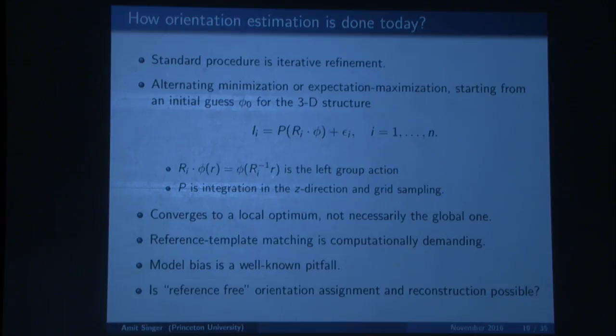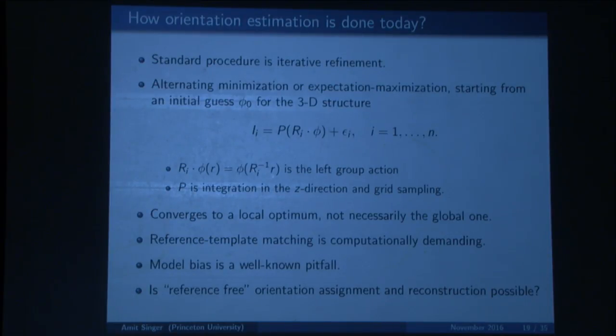Given phi naught, you can now project it in many different directions and get 2D projection images of phi naught. And now you take the noisy experimental images and you match them with the clean templates that you just produced from phi naught. Once you do that, you assign new viewing directions, new orientations, to all the experimental images, and you solve the medical imaging problem, you reconstruct a new structure, phi 1, and you repeat this process until convergence.